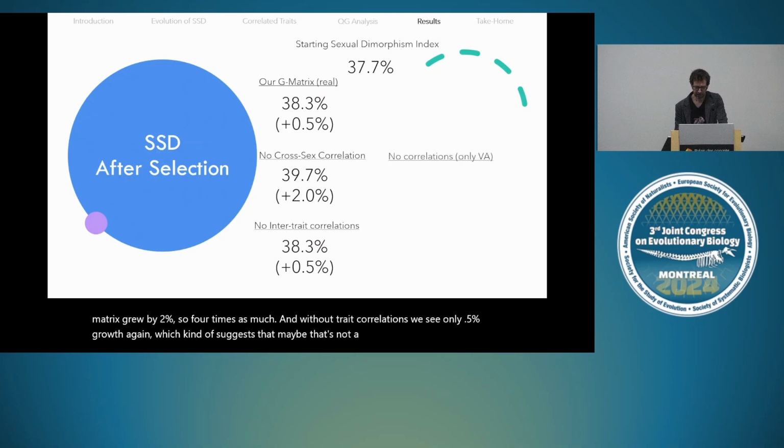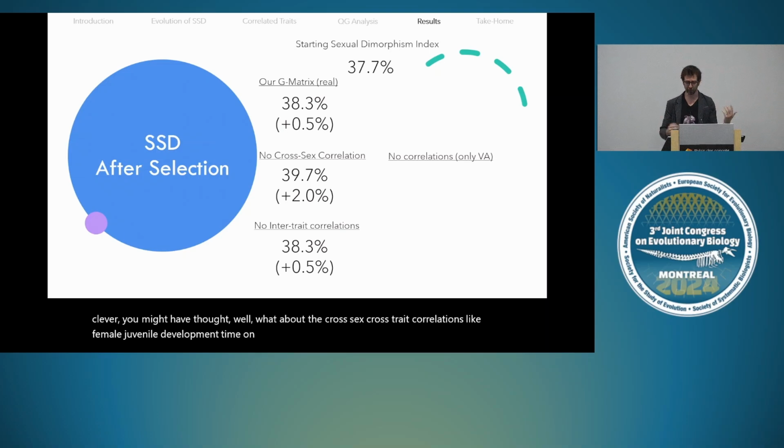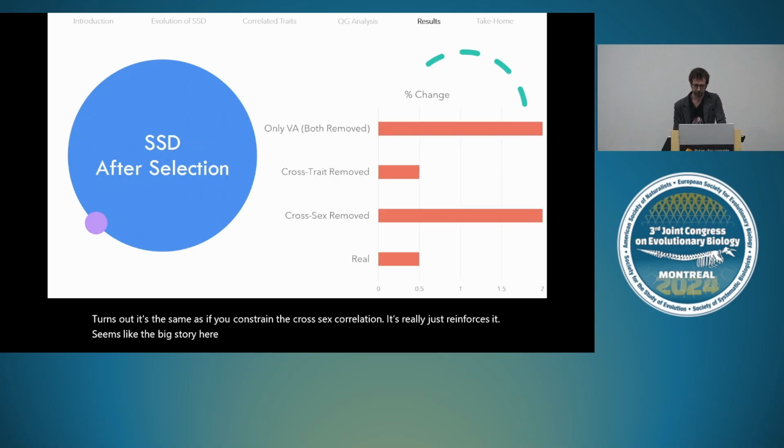If you are clever, you might have thought, well, what about the cross-sex, cross-trait correlations, like female juvenile development time on male mass at emergence? How might those interact? Turns out it's the same as if you constrain the cross-sex correlation, which really just reinforces that it seems like the big story here is this cross-sex genetic correlation.